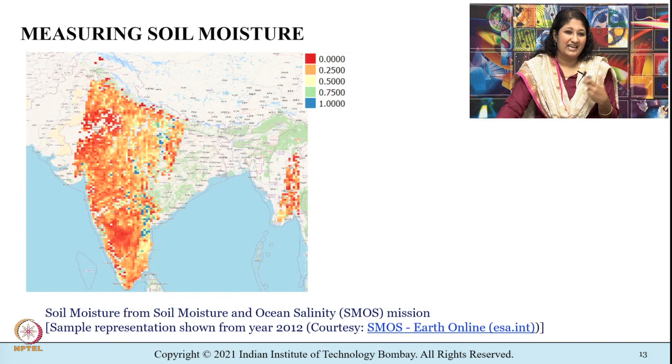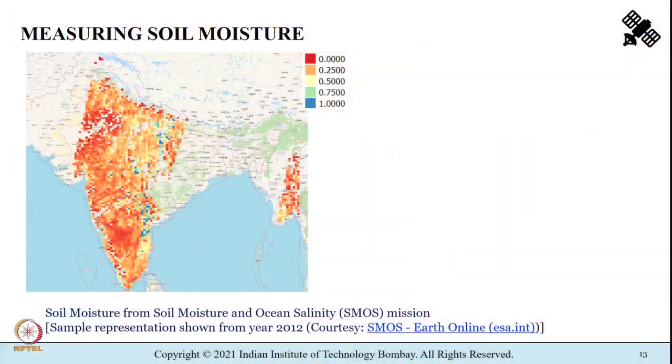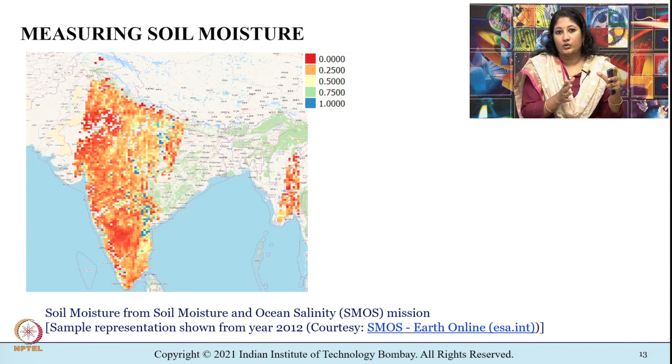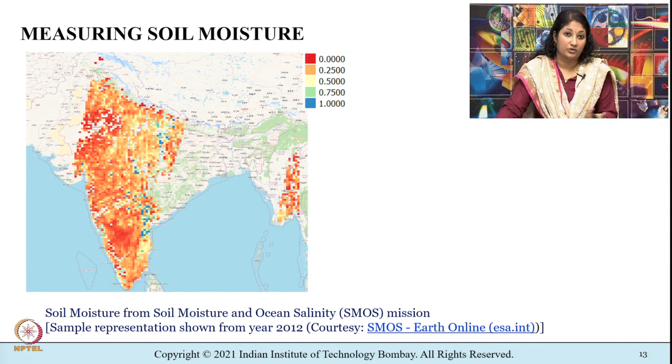Now, the ability of microwave remote sensing to capture soil moisture depends on a very sharp contrast in dielectric constant between dry soil and water at low frequency, say 1 to 5 gigahertz. The sensitivity of the dielectric constant to soil moisture increases with a decrease in microwave frequency. Shown here in color is sample soil moisture data over India from the SMOS mission, that is the Soil Moisture and Ocean Salinity mission, which was launched in 2009. This is the first mission to provide L-band measurements.